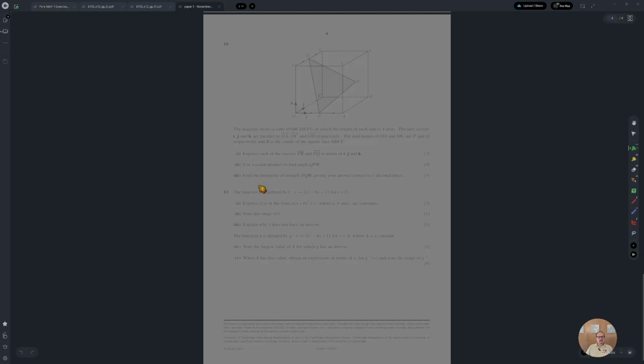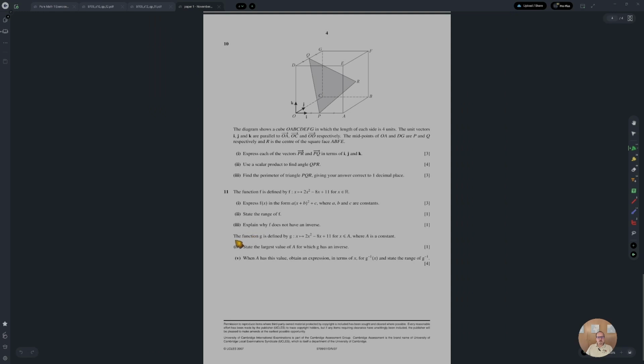Then the function g is defined by the same expression as above, but now x smaller or equal to a, where a is a constant. State the largest value of a for which g has an inverse. You already know that the answer for this would be the x coordinate of the vertex. Just for you to know, they want the largest.